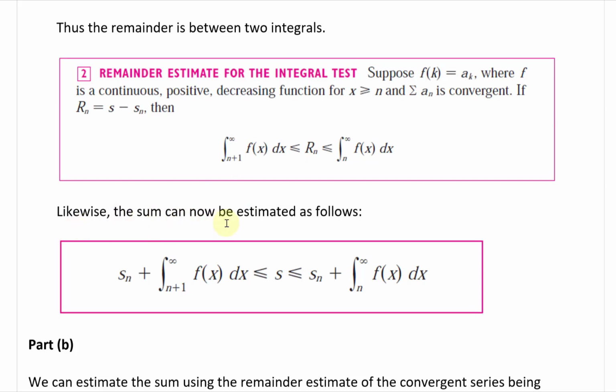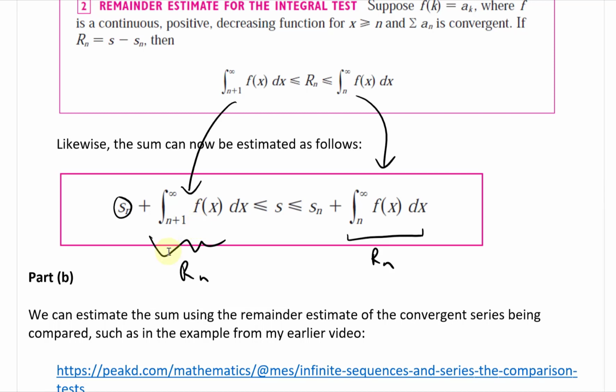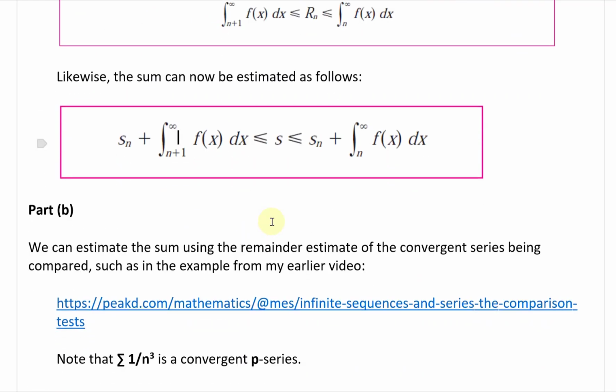Likewise, the sum can now be estimated as follows. The sum is the partial sum plus the remainder. The remainder is less than or equal to the upper bound for Rn, using this n over here. And it's greater than or equal to the partial sum plus the lower bound, the integral from n plus 1 to infinity of f(x) dx. So we can estimate the sum of the infinite series that was convergent by the integral test. All we have to do is solve Sn at any point, then take the integrals and see how close it is to the actual sum.